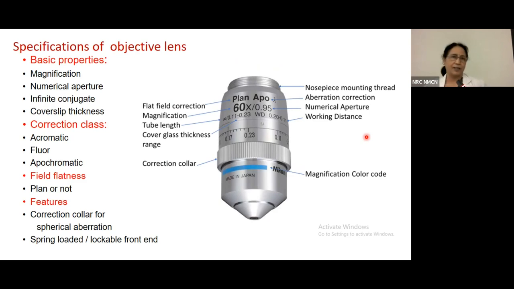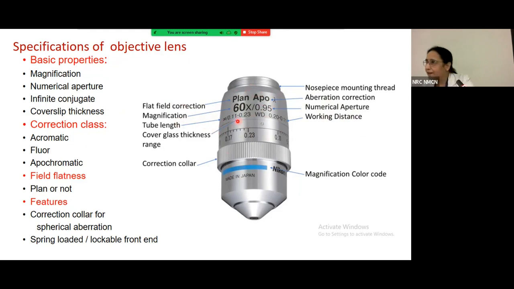Now coming to the specification of the objective lens. They have some basic properties like magnification, numerical aperture, and cover slip thickness. Then they have correction classes like achromatic, fluor, apochromatic. They are plan or not, and they have a correction collar or not. So if we see an objective, we can identify what properties it has. If you see written plan here, it means flat field correction. If it is written apo here, it means aberration correction. This is the magnification, 60x. This is the numerical aperture, 0.95.